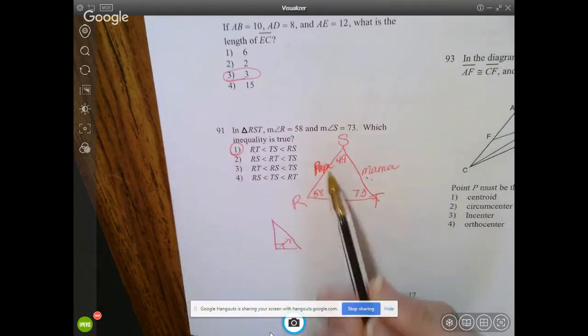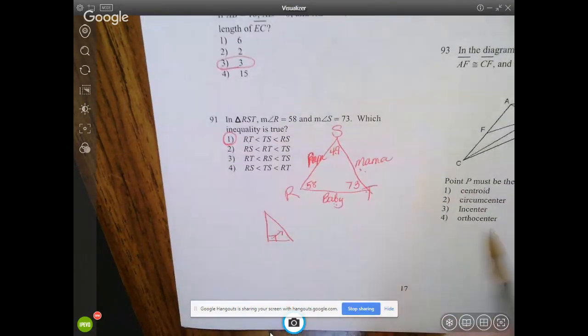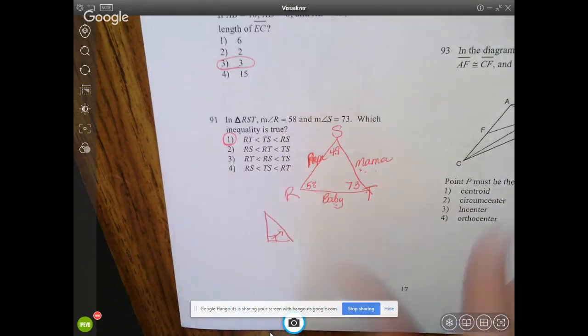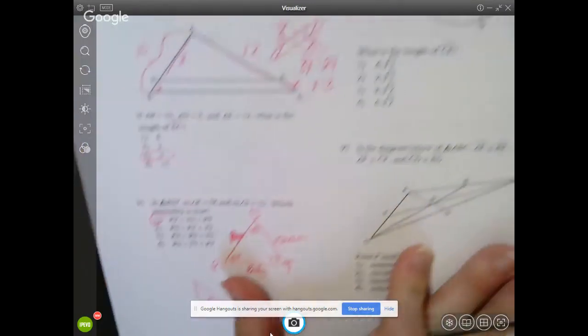Choice 2 would be papa is smaller than the mama bear, which isn't the case. And then you can keep going from there. 92. So far, so good.